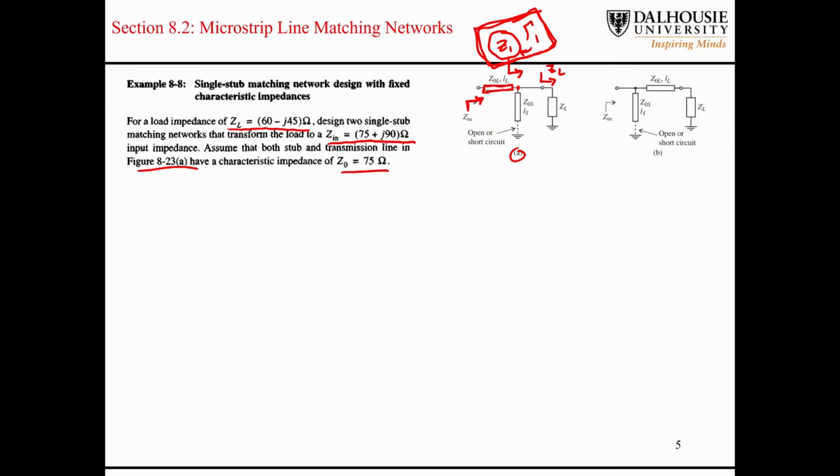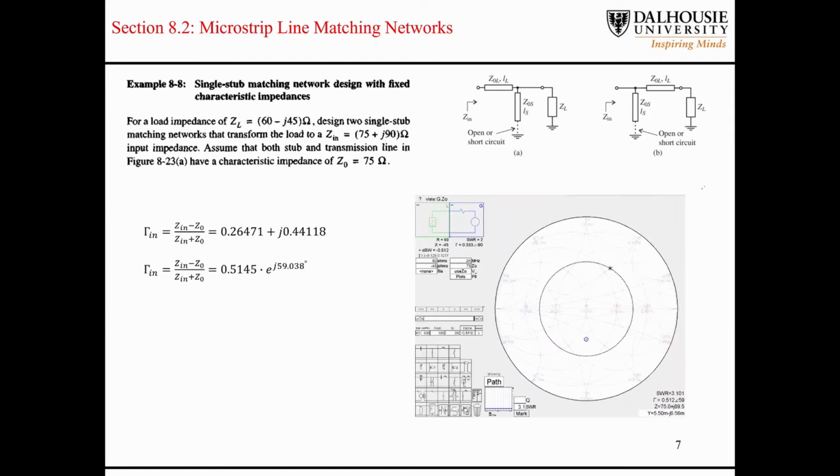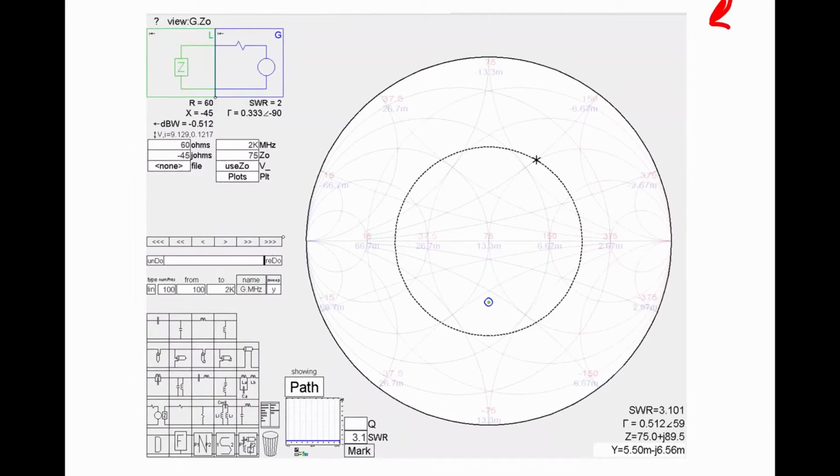in approaching this problem. So what if we didn't have the Smith chart? Let's see how this goes. I'm going to include a visual aid here. We're not going to use the Smith chart per se, but I am going to include this figure just so that we can orient ourselves and get a sense of what we're trying to accomplish here.